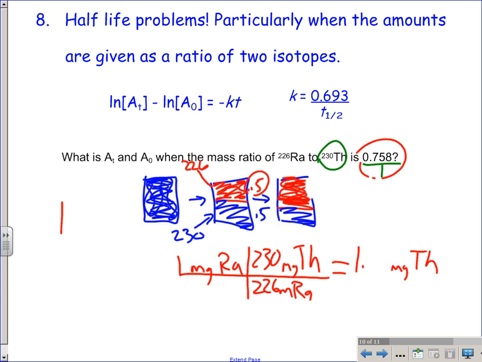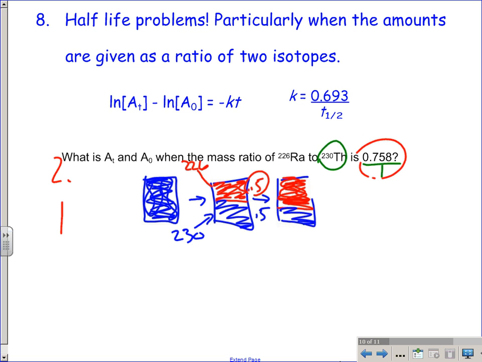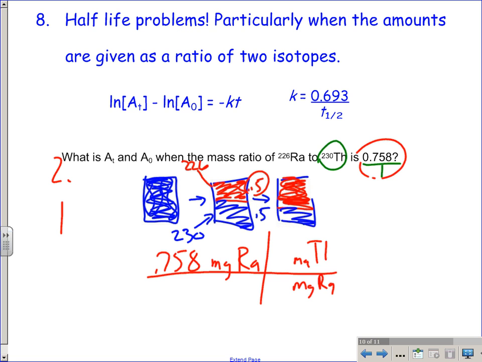So I'm going to end up with 2 point something at the beginning if I did the calculation. Now, in the one that was actually given, it wasn't a 1 to 1 ratio. So the ratio that was given up here, it was 0.758 milligrams of radium. So when I go to do this one, it's the same idea. I don't want the milligrams of radium. What I want is the milligrams of thorium. And the ratio is 230 for every 226. So you would multiply this out.